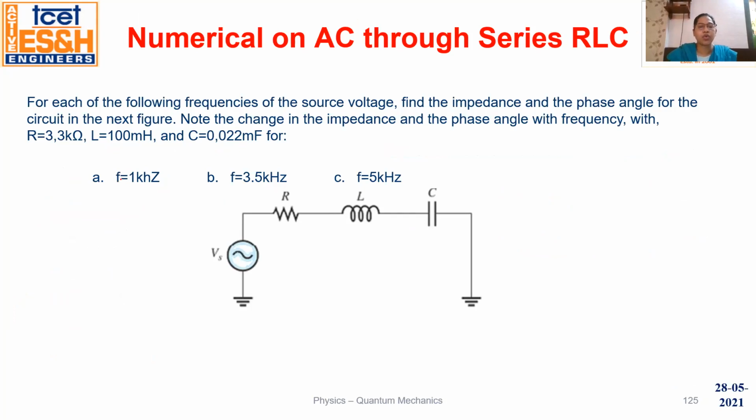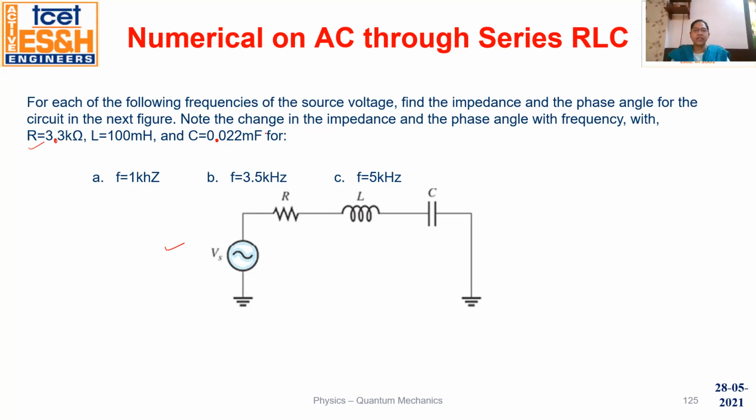Now this is one more numerical in which we have to calculate, for each of the following frequencies of the source voltage, the impedance and phase angle for the circuit in the next figure. See, this is the figure. Note the change in the impedance and the phase angle with the frequency. With R equal to 3.3 kilo ohm, L equal to 100 millihenry, and C equal to 0.022 microfarad. These are the given values.